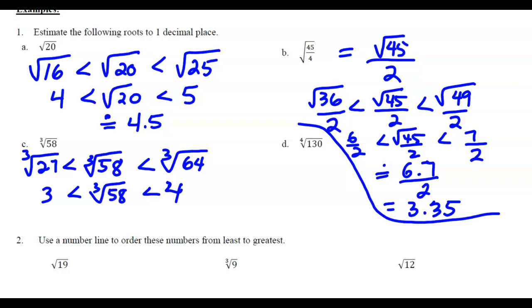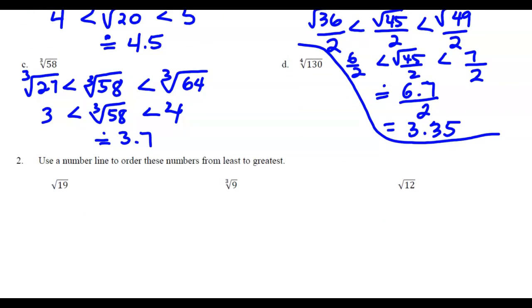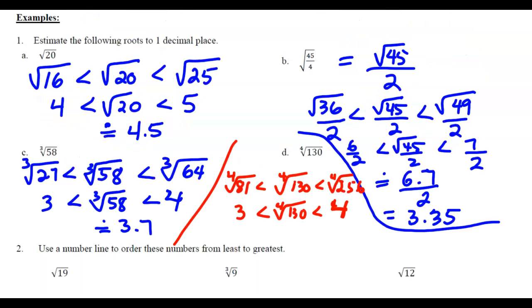And then you want to look, is 58 closer to 27 than 64? No, it's closer to 64. So yeah, so maybe 3.7. Okay. So you do the next one. That's a 4th root. So you're going to use the column that has the powers raised to the exponent 4. Okay. And this one is between 3 and 4. But if you look at 130, it's a little closer to 81 than 256. So I would maybe estimate 3.3 or 3.4.